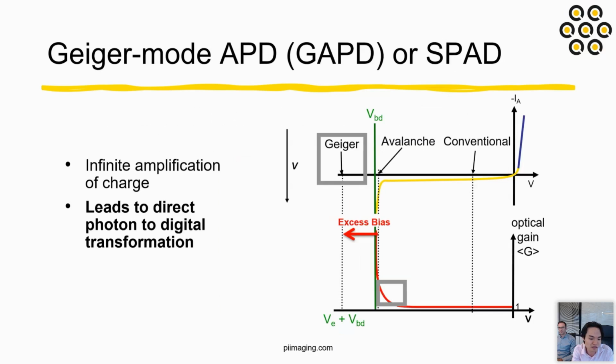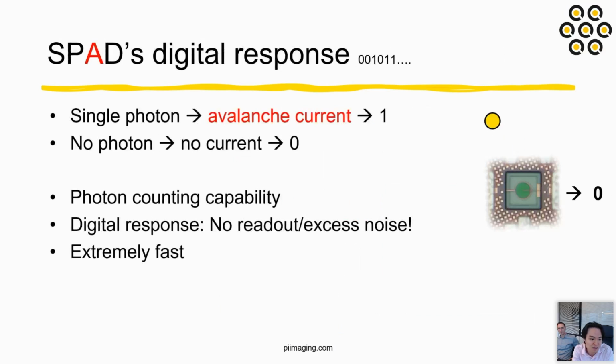What's different about how a SPAD works is that it works in Geiger mode. In Geiger mode, the amplification of the charges has an infinite gain. This leads to a direct photon-to-digital transformation. In other words, a SPAD works as a photon transducer to a digital signal. A single photon can create an avalanche current with infinite gain. This gives you a high level of 1. And when there's no photon, there's no current, which gives you a low level of 0. So it gives you this digital response with 1s and 0s.